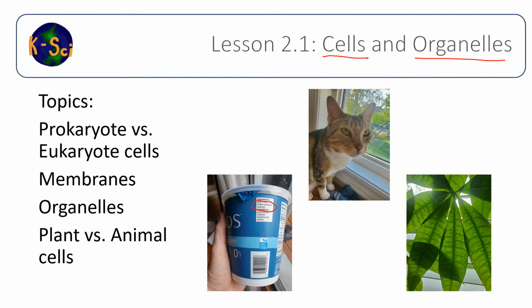We're going to start with really tiny ones like the bacteria in this yogurt. And then we're going to look at the larger ones that you find in multicellular organisms like Obi the cat here and this money tree, which are a few that I have around the house.